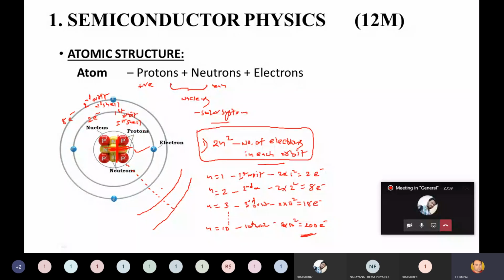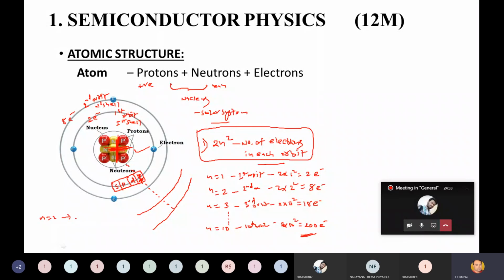As you go, see here, this is the first orbit, first shell, second orbit, second shell. In each orbit there are subshells, like S, P, D, F. These are called subshells, and they are also occupied by electrons. For example, n is equal to 2. N is equal to 2 means how many subshells? S, P, D, F.